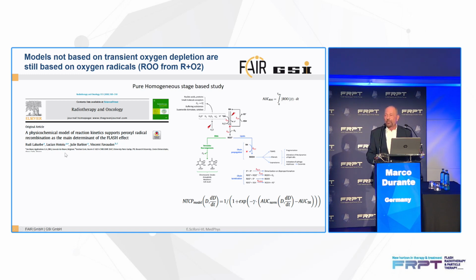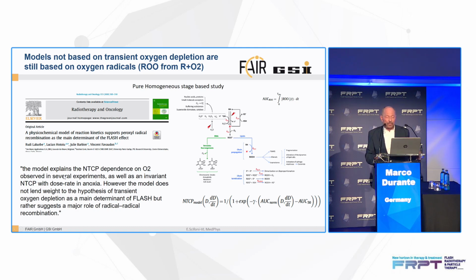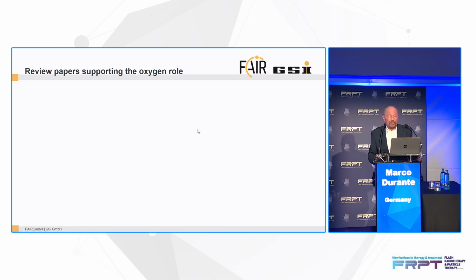One of my favorites is the one by Rudy Labarbe and co-workers. It's not based on transient oxygen depletion, but on oxygen radicals again, and the formation of oxygen radicals. This is a statement from the paper: the model explains the NTCP dependence on O2. The model does not lend weight to the hypothesis of transient oxygen depletion, but still there is a major role of radical-radical recombination that are oxygen. So I think it's clear.